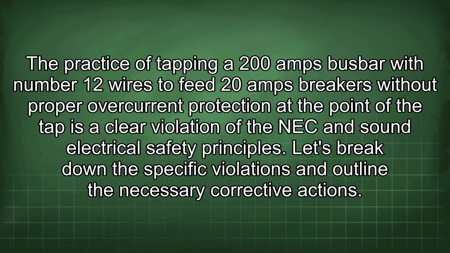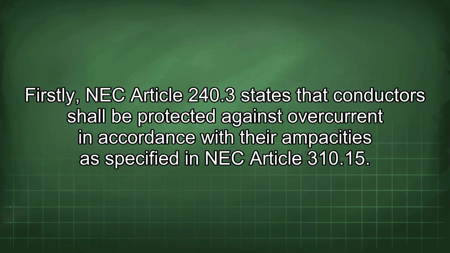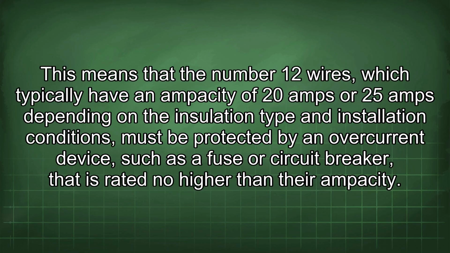Let's break down the specific violations and outline the necessary corrective actions. Firstly, NEC Article 240.3 states that conductors shall be protected against overcurrent in accordance with their ampacities as specified in NEC Article 310.15. This means that the number 12 wires, which typically have an ampacity of 20 amps or 25 amps depending on the installation type and installation conditions, must be protected by an overcurrent device such as a fuse or circuit breaker that is rated no higher than their ampacity.